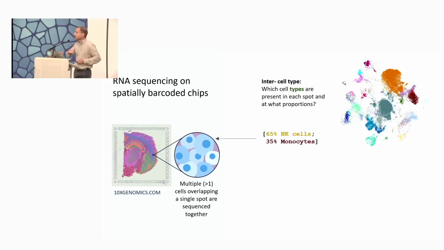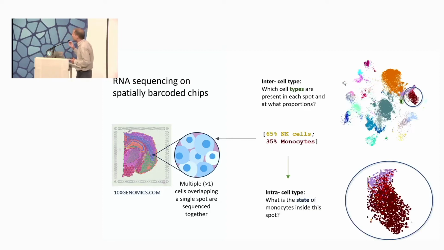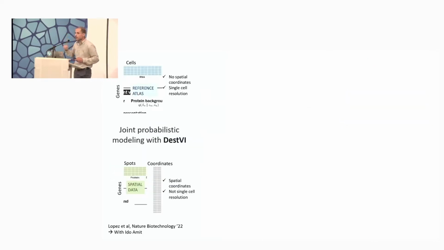But let me ask you another question. Let's say that I know that there are 35% monocytes in my spot. The question is, what is the state of the monocyte inside this spot, right? Because there's a whole gradient of monocytes, all sorts of types of monocytes. So what are the specific monocytes that I have in my spot? I can make smaller and smaller clusters when I do the deconvolution, but at some point it's going to break. We are not going to be able to do the deconvolution with a lot of clusters. So that's why we developed this new algorithm, in collaboration with Ido Amit, which we call the SVI.